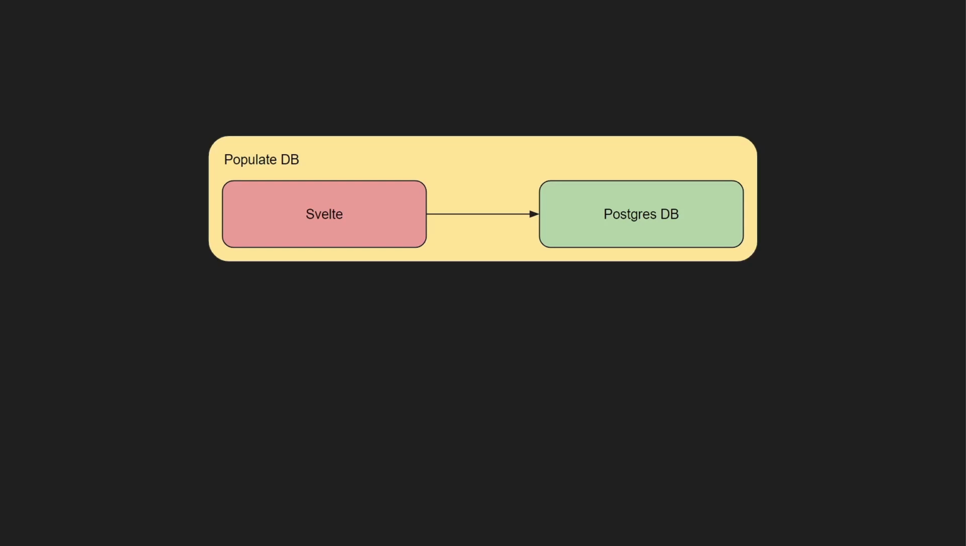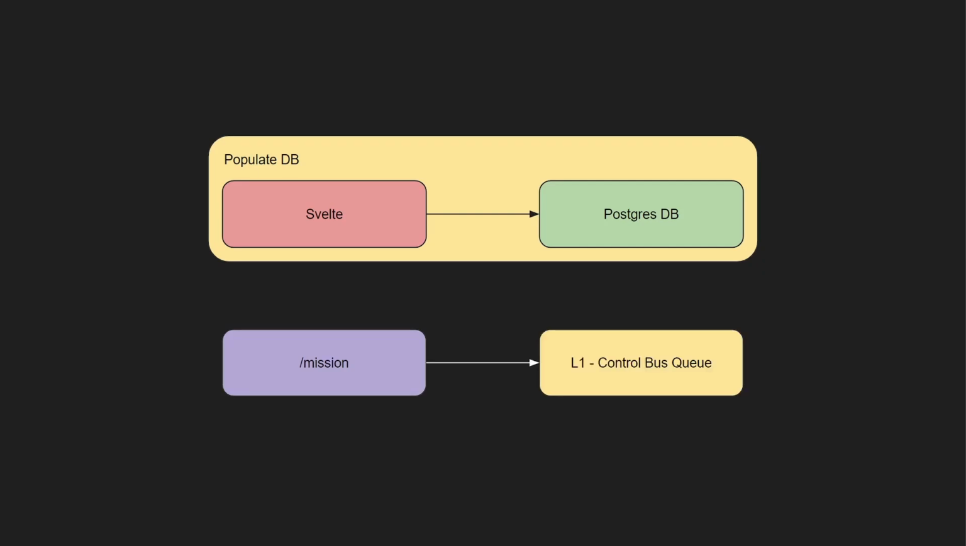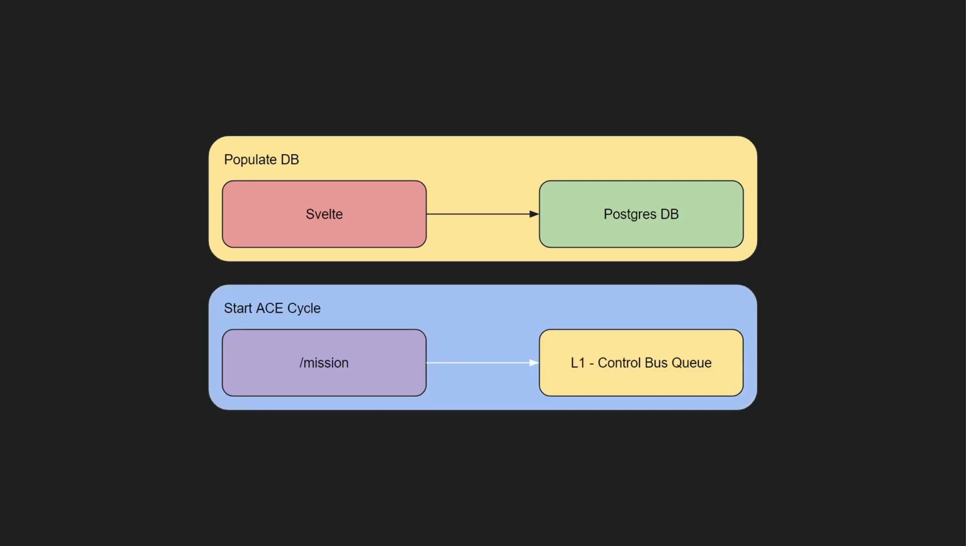Once the DB has been populated, the user fills out a mission for the ACE framework and then triggers the mission endpoint, which then sends the mission statement to the control bus queue for the top aspirational layer, thus starting the ACE cycle. Which brings us to the last part of this project, the ACE cycle.